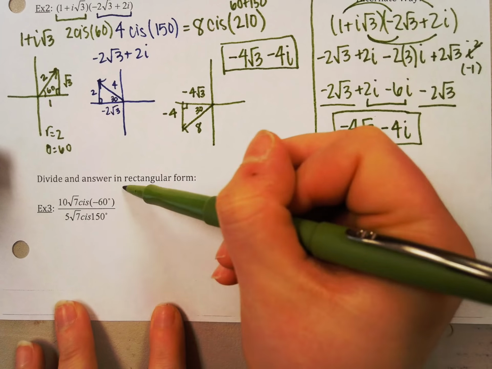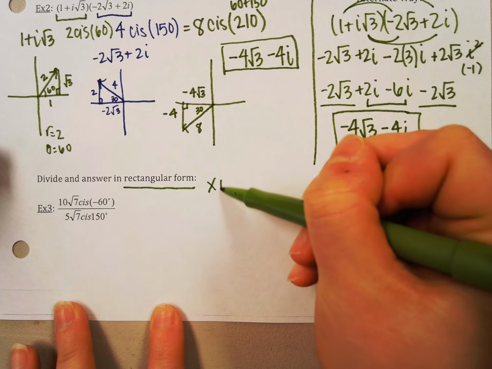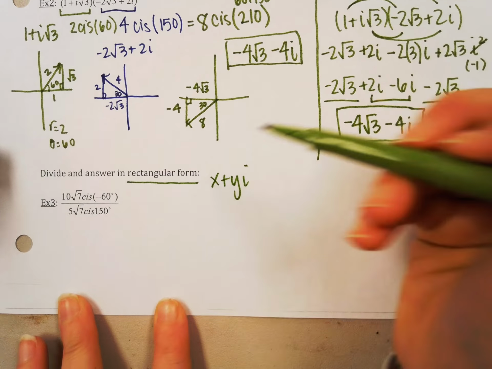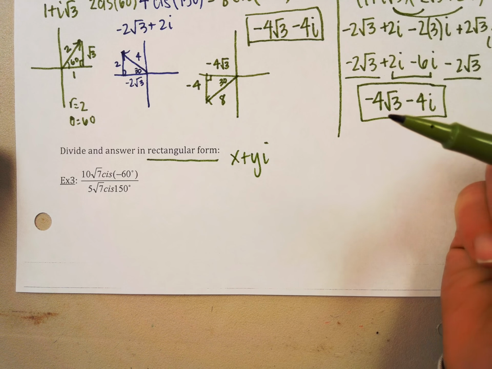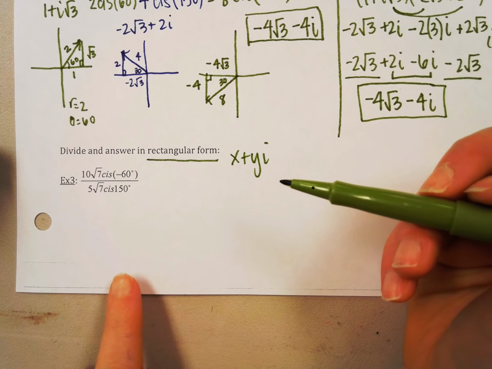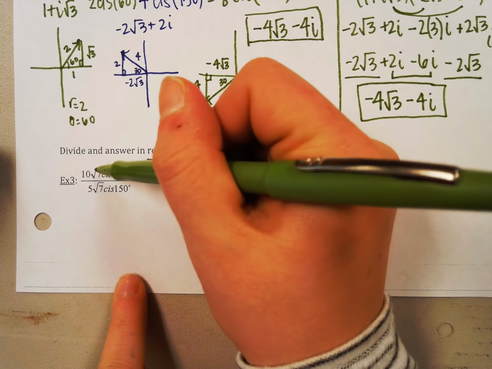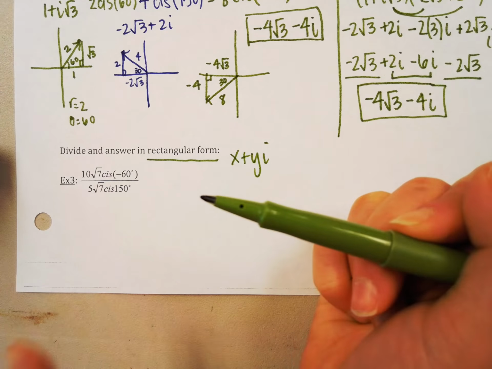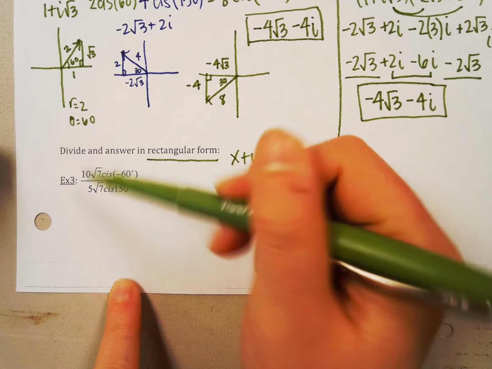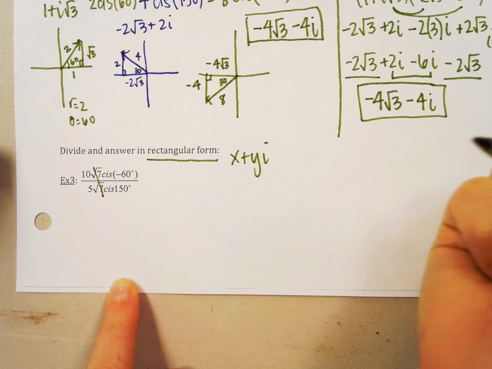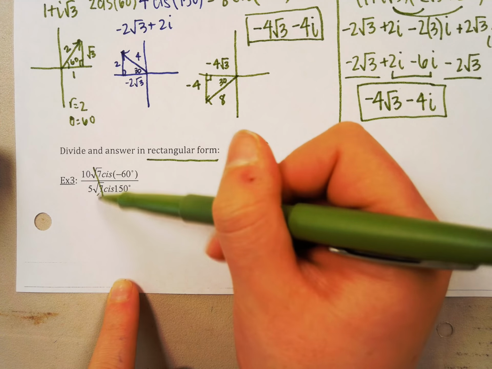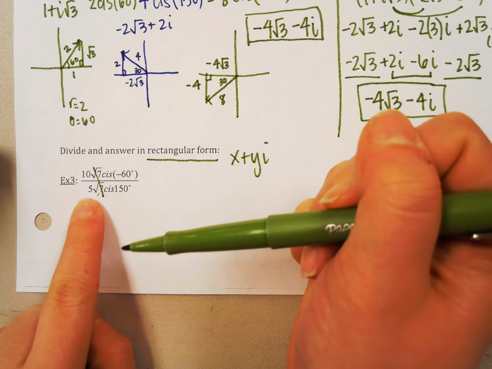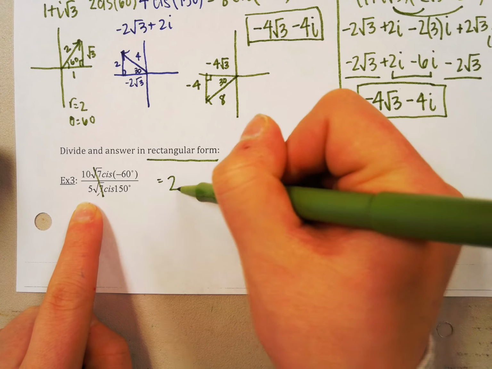Okay, so we're still going to represent our answer in rectangular form. So far we've just done product stuff, so we're going to do this one for our quotient theorem. What I noticed right away is that I have a root 7 on the bottom and a root 7 on top, so I'm going to get rid of those. And our quotient theorem tells us that we need to divide these two r values. So I already got rid of the root 7s. The 10 divided by 5 is going to be 2.